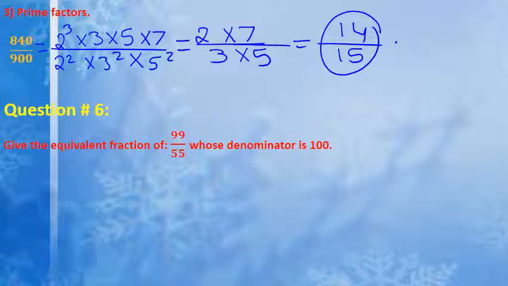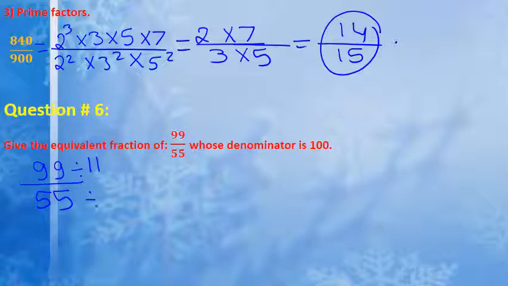Now we should give the equivalent fraction of 99 over 555 whose denominator is 100. To obtain a fraction equivalent to this and whose denominator is 100, we try to reduce this fraction.